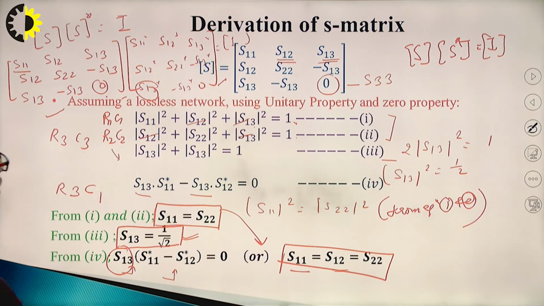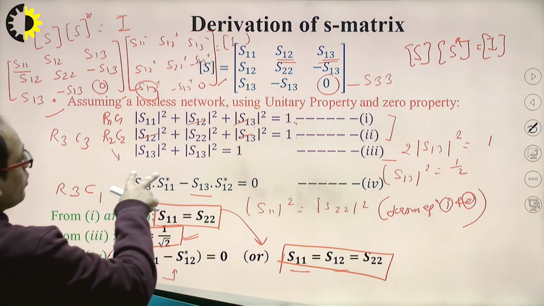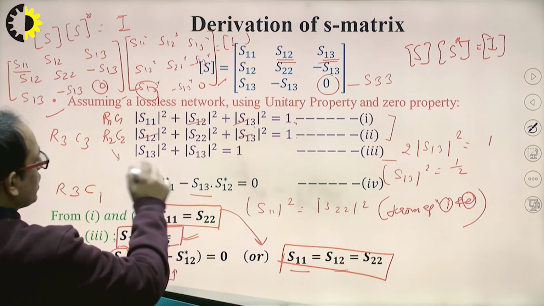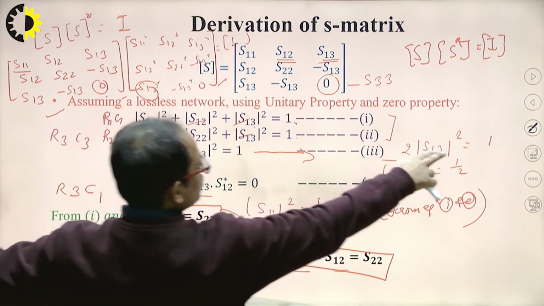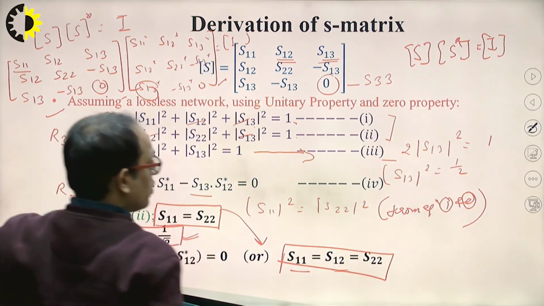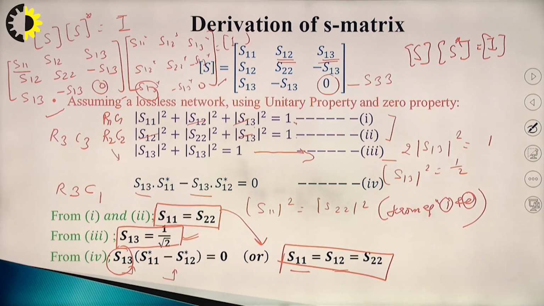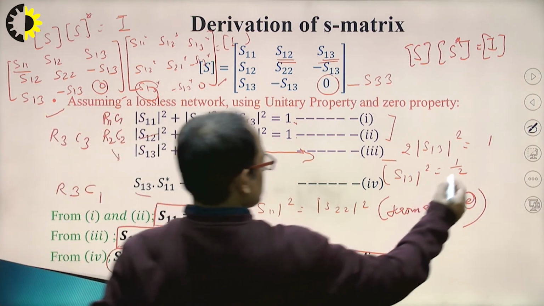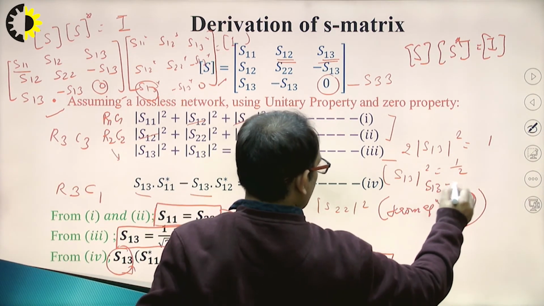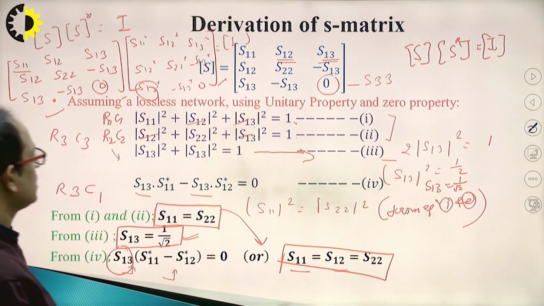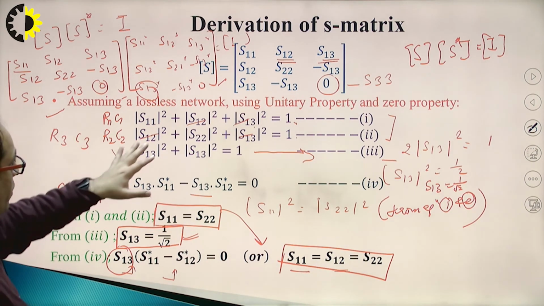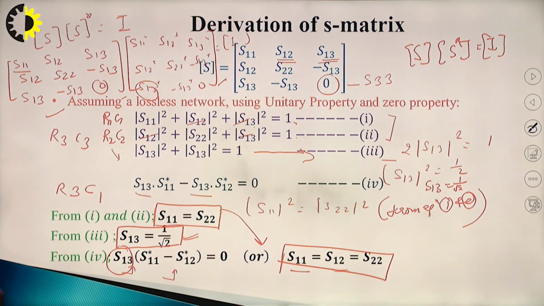Clear? Now see, from equation number 3 you can conclude that twice of S13 whole square equal to 1, that is S13 equal to 1 by root 2. S13 will be equal to 1 by root 2. Clear? Now see, or you can also say that just put this value here.